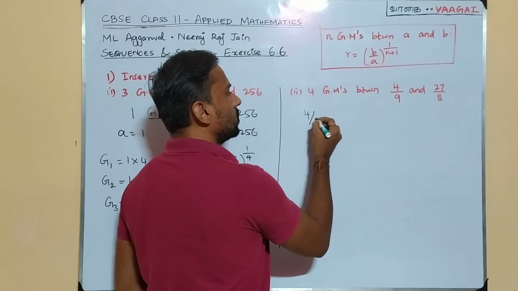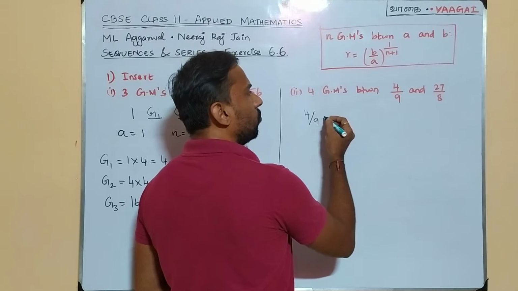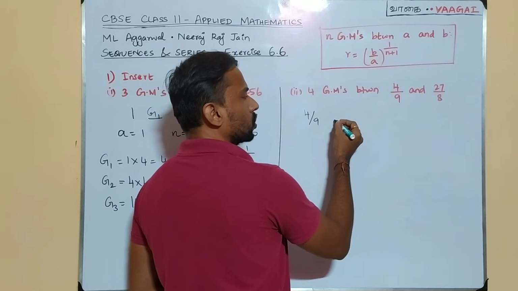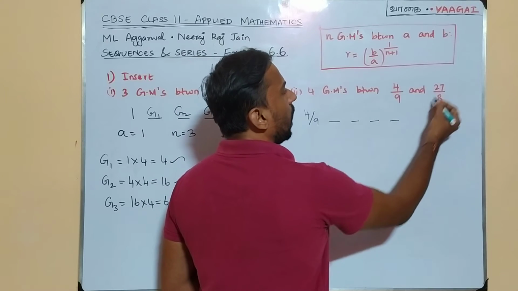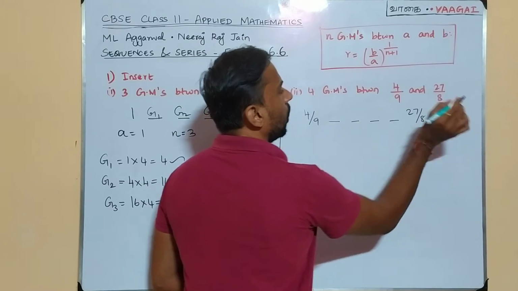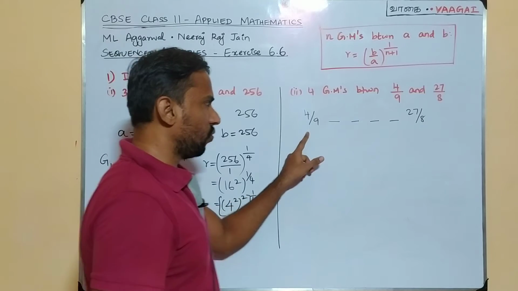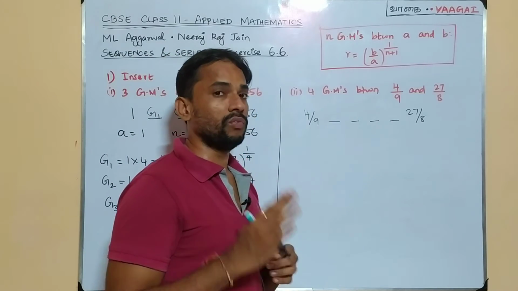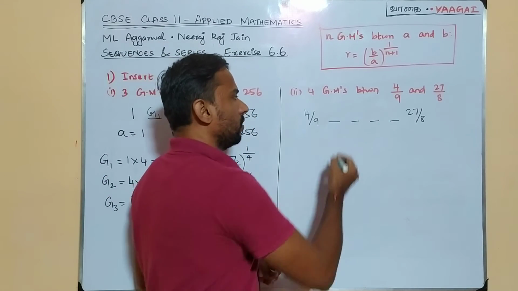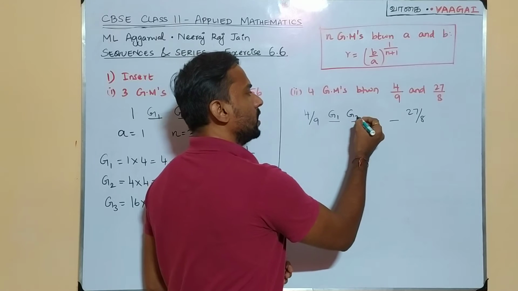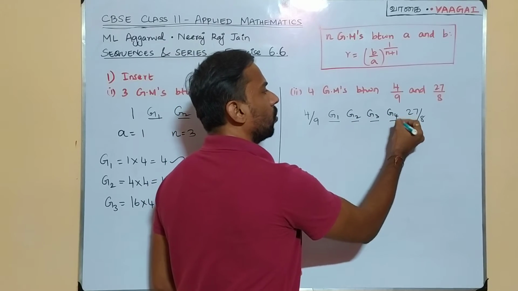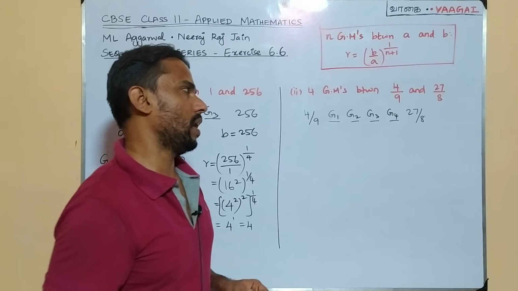So 4 by 9 is there, then we will have four geometric means. That means we'll put 4 slots: 1, 2, 3, 4, and then comes this 27 by 8. I hope it is clear to you. So between this 4 by 9 and 27 by 8, we have to insert 4 geometric means. Again, we'll consider them to be G1, G2, G3 and G4.